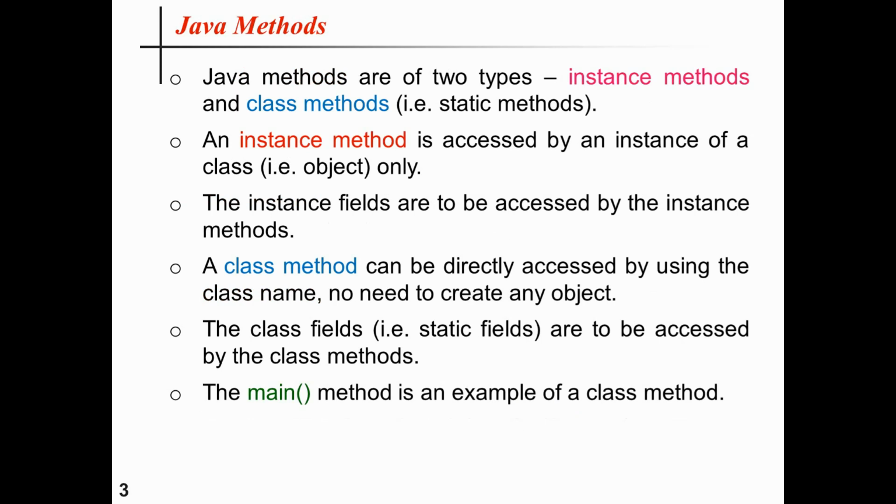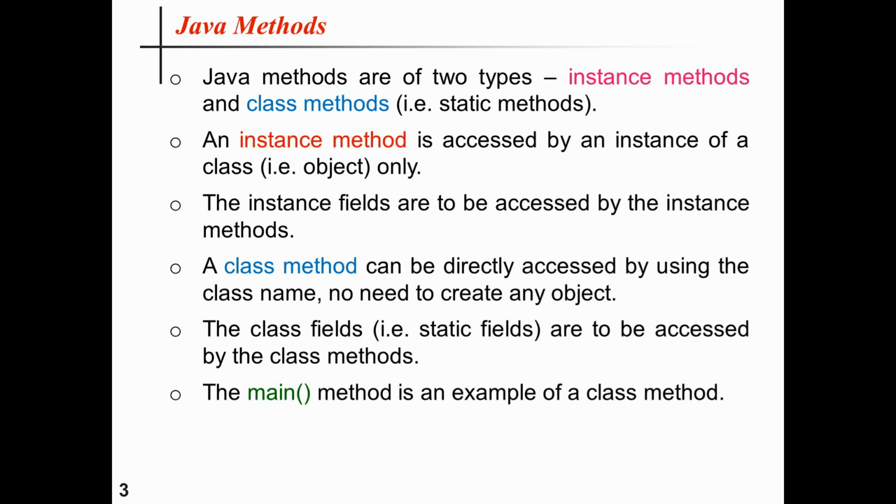Next topic is Java method. Before discussing Java method, I would like to discuss different types of fields or variables in Java. As I have told before, Java fields are of three types: local field, instance field, and class field. That means the static field.